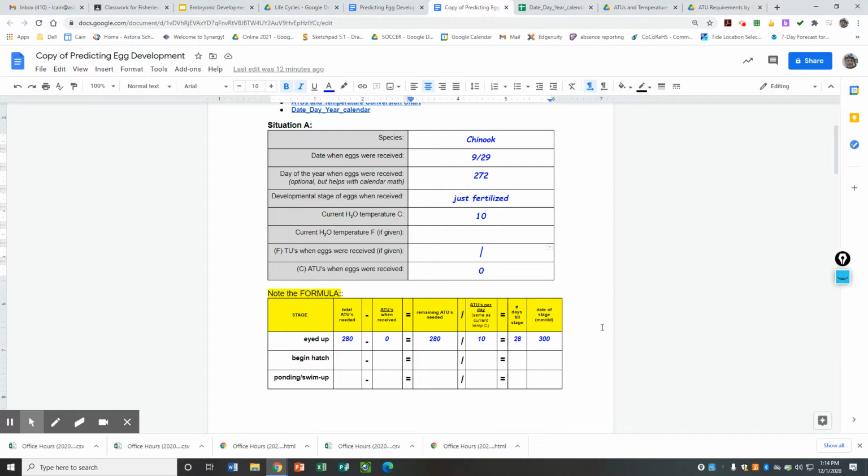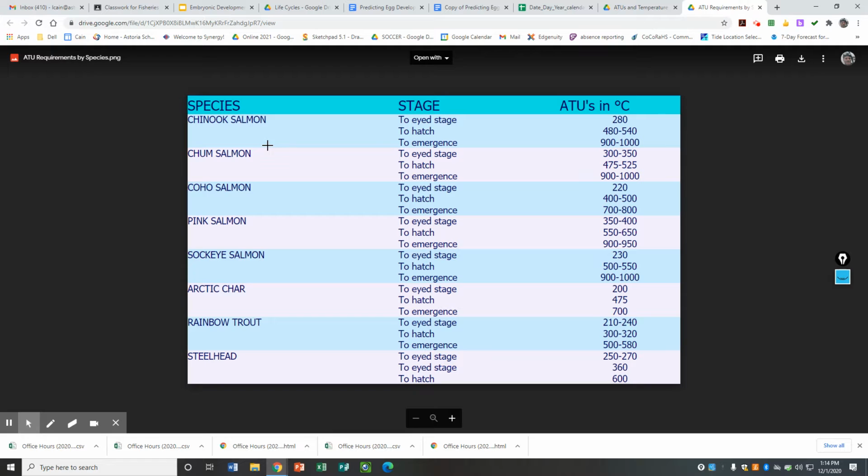So in part one, we found out how to calculate egg development stage for eyed up, but it gets a little bit more complicated when we do begin to hatch. Let's take a look at the chart here. So in the requirements by species, Chinook salmon hatch between 480 and 540 ATUs. So which number do we use?